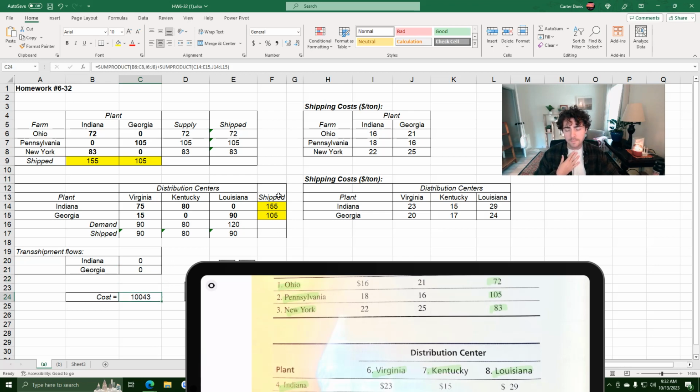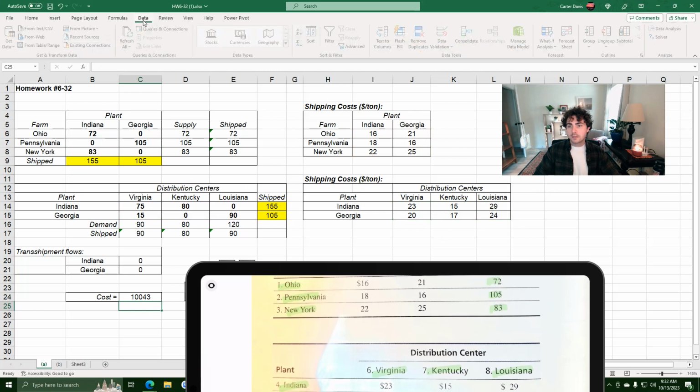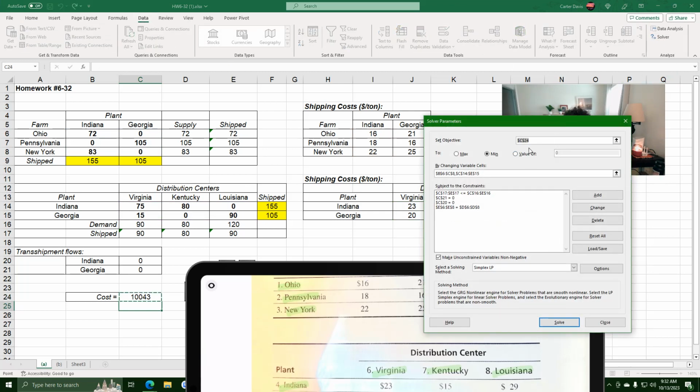Let's talk about the cost. Keep in mind we have costs to go from the farms to the plants from this chart here. Then we have the cost of going from the plants to the distribution centers, and those costs are here. So they've incorporated both of those in this one equation. They started with the sum product of the B and the I, so sum product between these blue and these red. Then they've added another sum product of these purple cells with these green cells. Okay, let's go to data, solver. We are minimizing the cost, that's the 10,043.